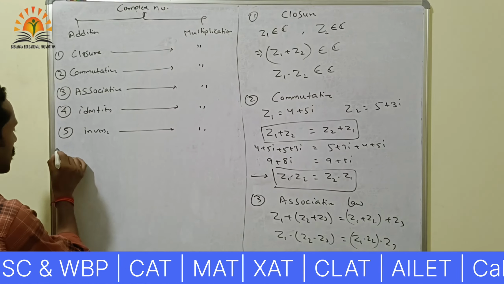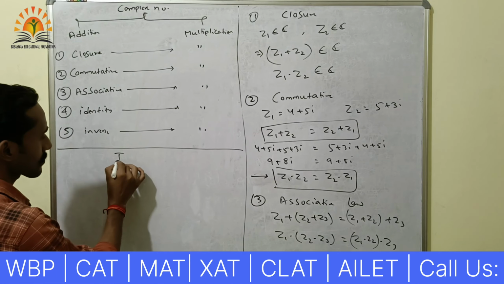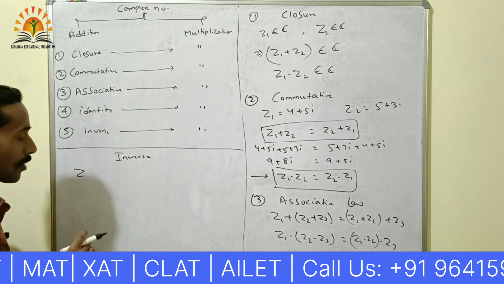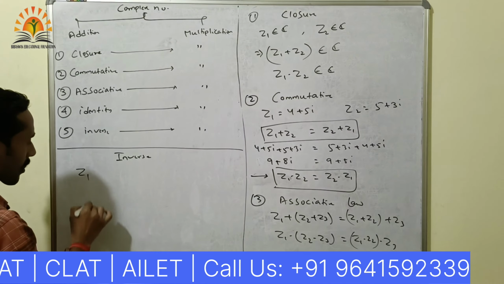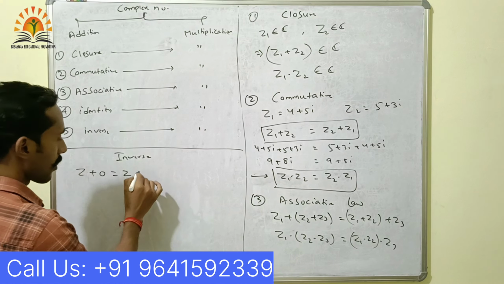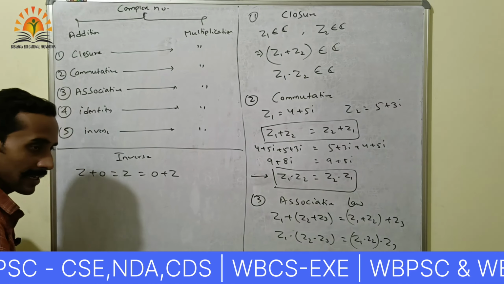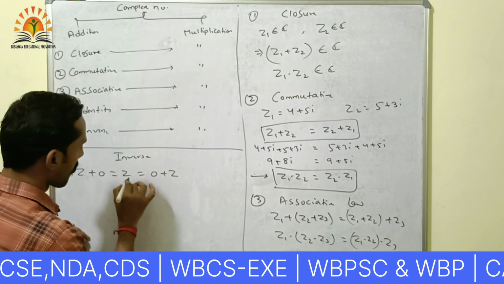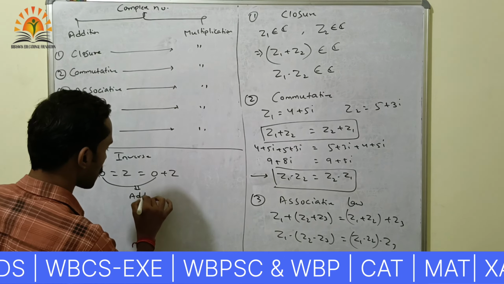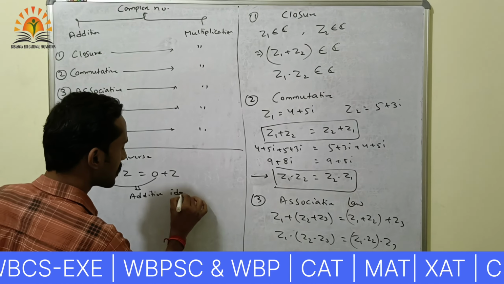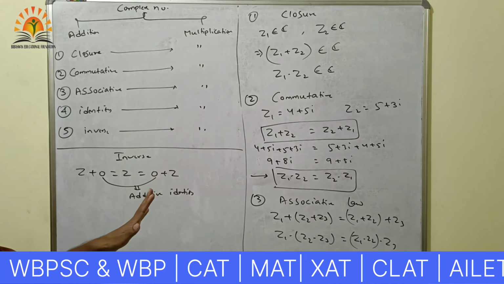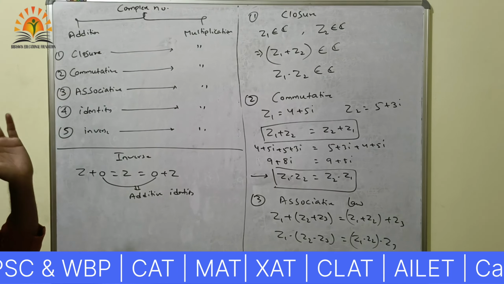And the last things are identity and inverse. If you talk about identity, Z plus 0 gives the result Z, or 0 plus Z gives the result Z. So you can say that 0 is the additive identity, because if I add 0 to any complex number, it does not change the value of that number. So this is called the additive identity.